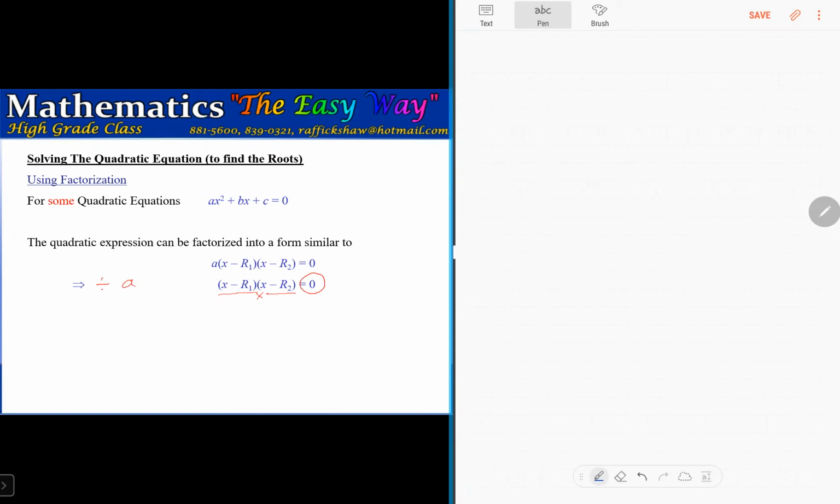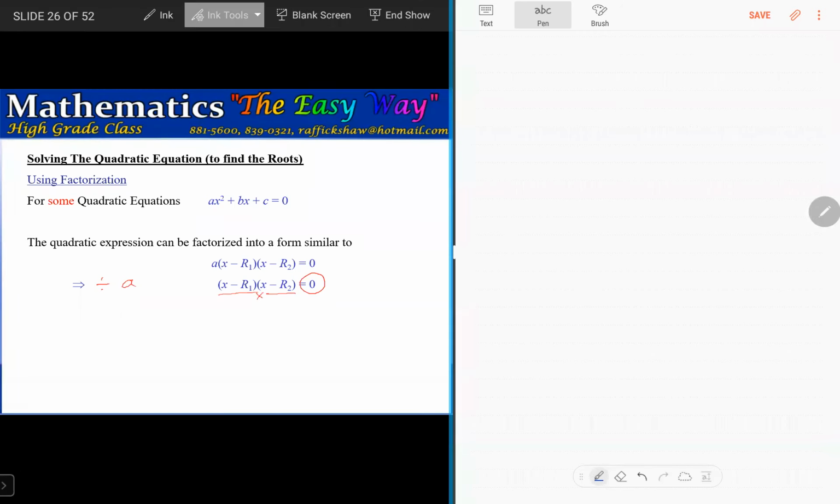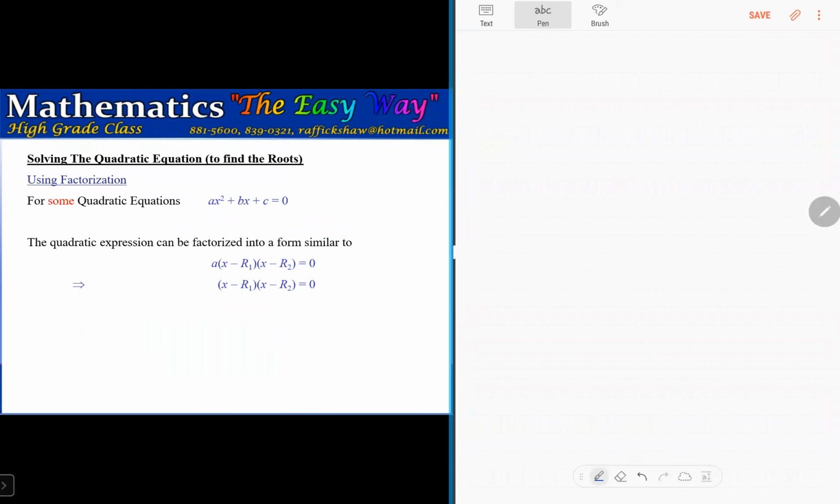We're using that special property of 0, that if two numbers multiply together to equal 0, then one of those two numbers must be 0. Either the first number is 0 or the second number is 0. That's the theory behind the use of the 0. And that's why it's so important that we put it in standard form first, equal to 0. All right? And so that is it. Either x minus r1 equals 0 or x minus r2 equals 0.